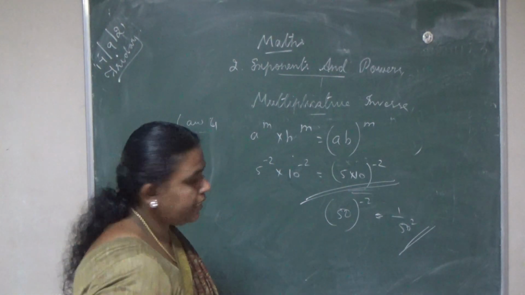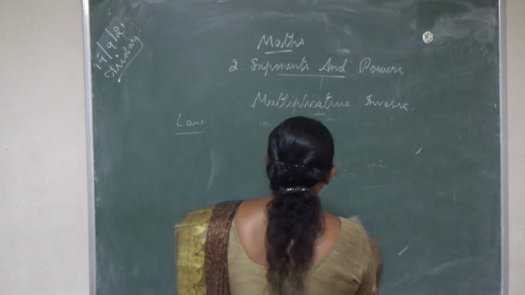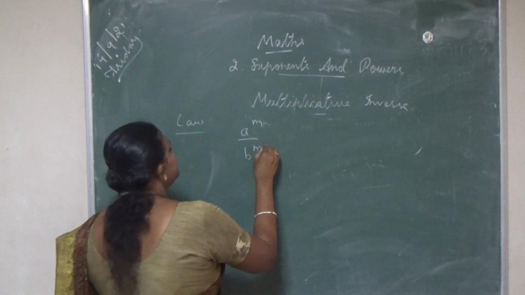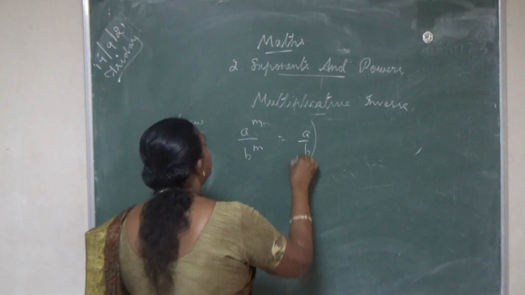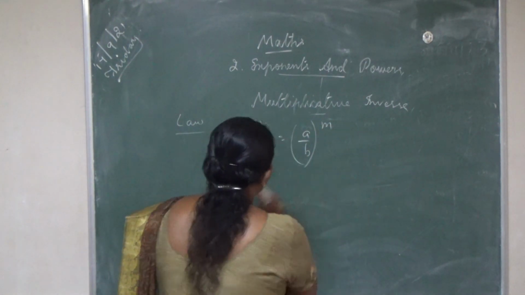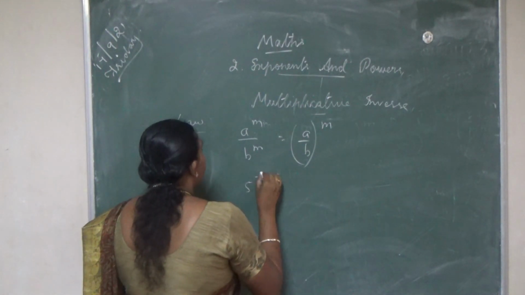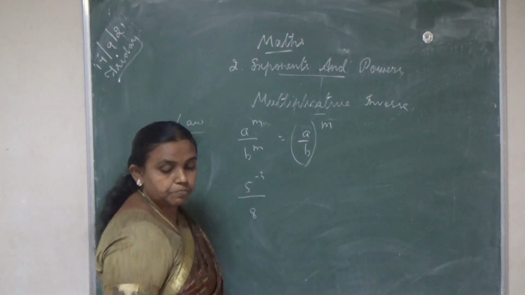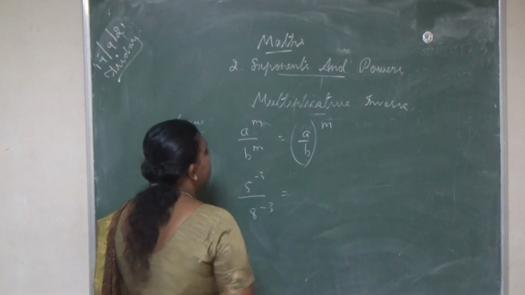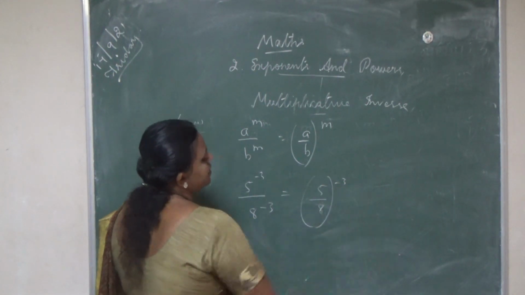So we will see the remaining in the next class. The fifth law. What is the fifth law? You all know. A power m by b power m is equal to a by b the whole power m. So a power m by b power m equal to a by b the whole power m, that is 5 power minus 3 by 8 power minus 3, which is equal to 5 by 8 the whole power minus 3.